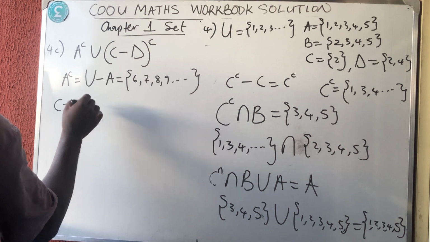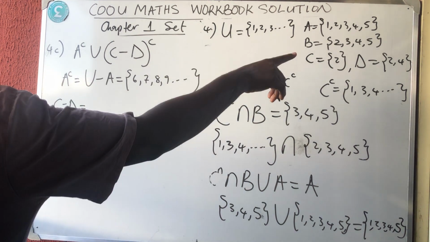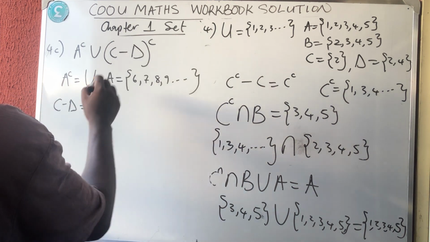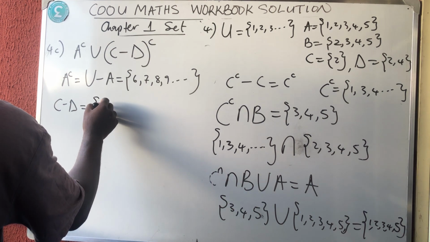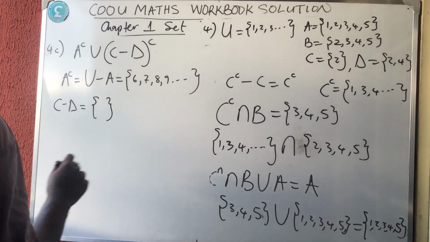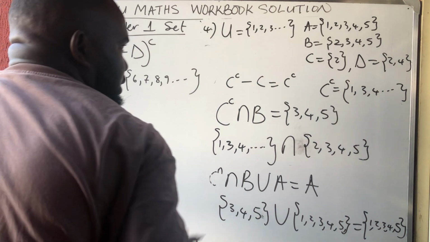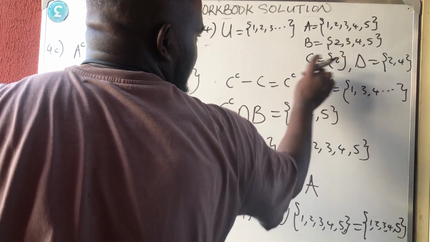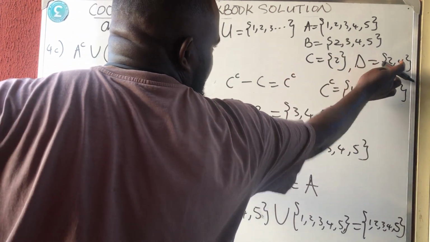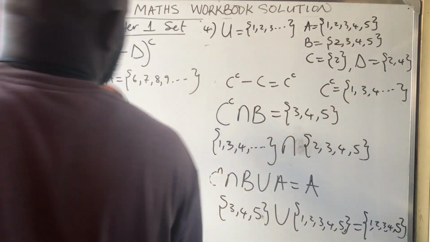C minus D means any element in D is removed from C, which leaves an empty set. Because if you remove the elements in D, look at where my answer must come from. If I remove 2 that is here, nothing is remaining, so it's an empty set.